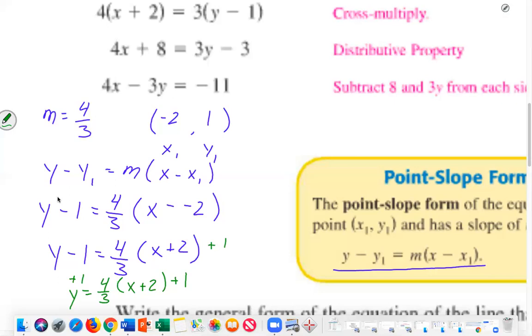Are you with me on that? Okay. If you want to make it look exactly the same, distribute that 4/3 throughout. We get y equals 4/3 x, plus 4/3 times 2 is 8/3, plus 1. It'd be y equals 4/3 x plus 11/3. So you can take that in your calculator.